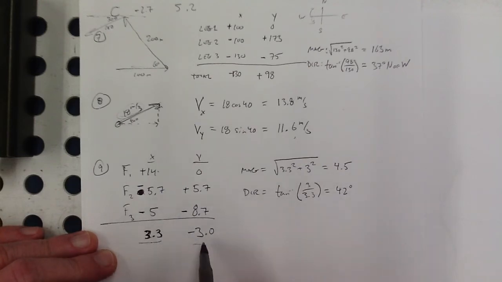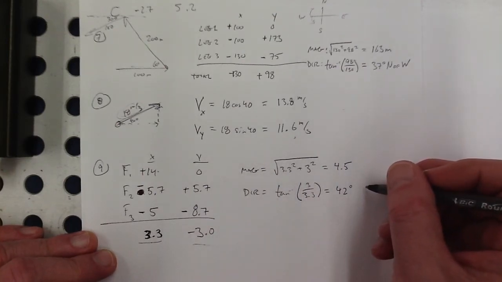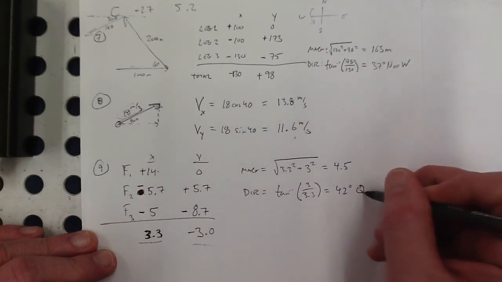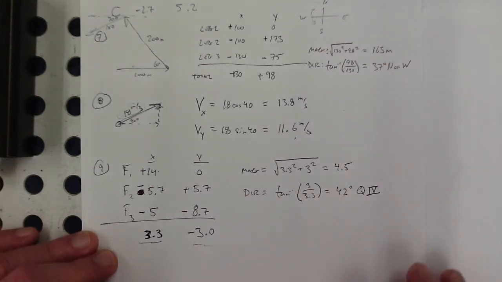So this is the X and this is the Y. That's positive X, negative Y. That's in the fourth quadrant. We're not doing north, south, east, west in this problem, so I'm just going to say quadrant 4.